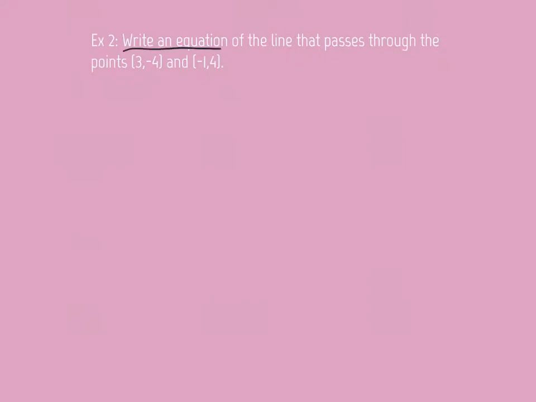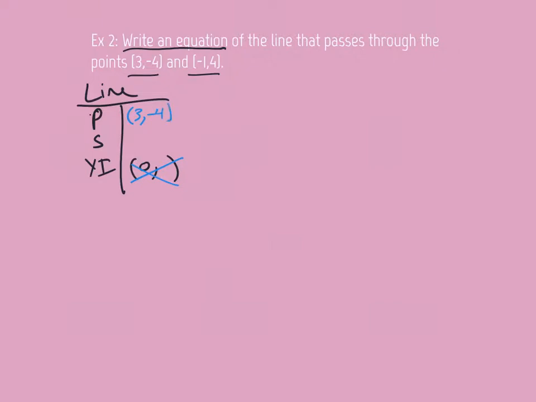In this example, write an equation of the line. Okay, write an equation. That means I need my line chart. Line, point, slope, y-intercept, 0, comma, blank. Okay, of the line that passes through the points 3, negative 4, and negative 1, positive 4. Neither of those are y-intercepts, so I can cross that off. And I have the 2 points. All right, so I'm going to fill in 3, negative 4, and then negative 1, 4.